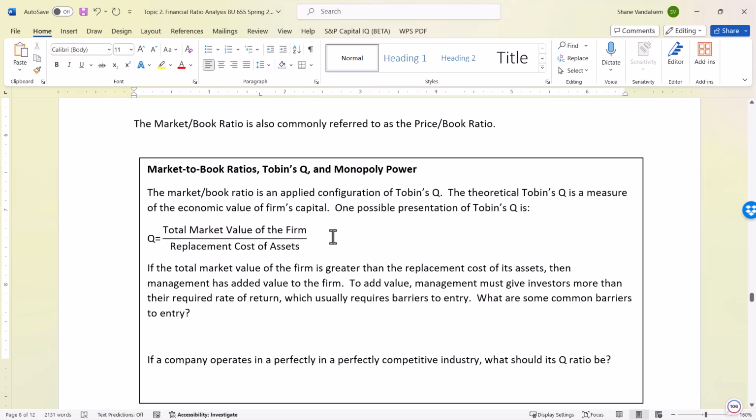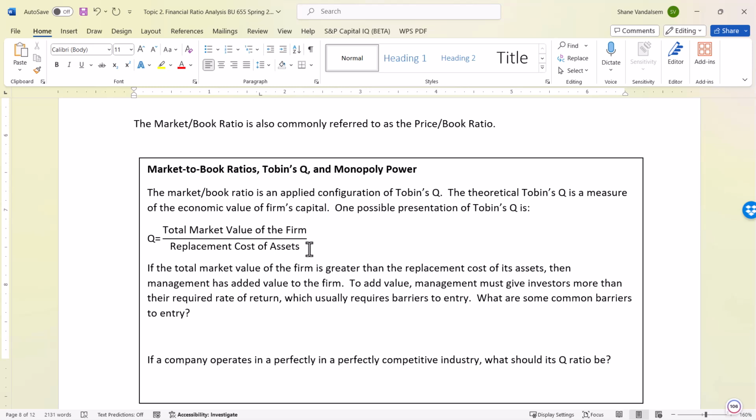Now, we don't see this oftentimes when analyzing companies, because this can be hard to calculate. The total market value of the firm is going to be the market value of the company's stock plus the market value of the company's debt. So we would take the market value of its bonds and any loans outstanding, and then divide that by the replacement cost of assets.